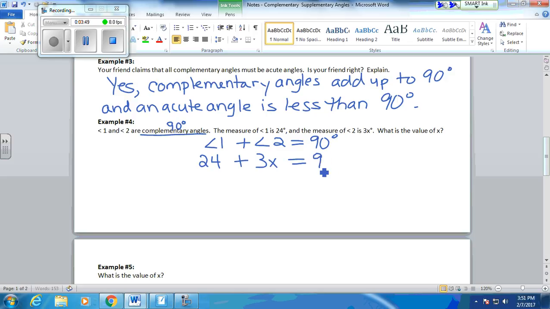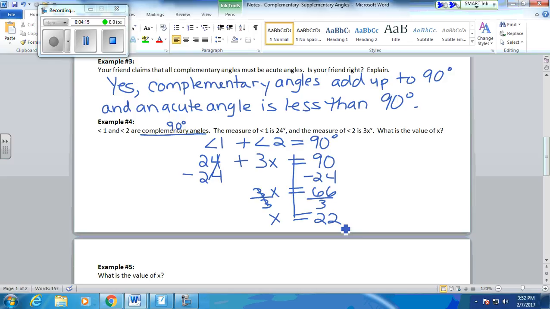And then it's just a simple two-step equation from there. I'm going to subtract 24 from both sides. I get 3x equals 66. Divide by 3, and I will get x equals 22. Again, you are not telling me what angle 2 is, and you're not saying that x is in degrees, you're just saying x is 22.